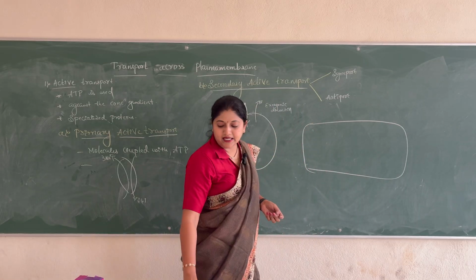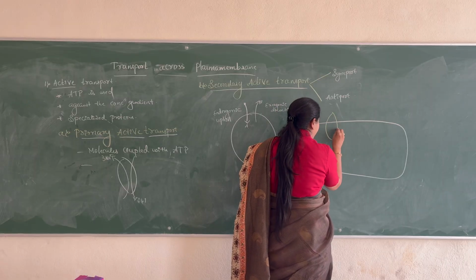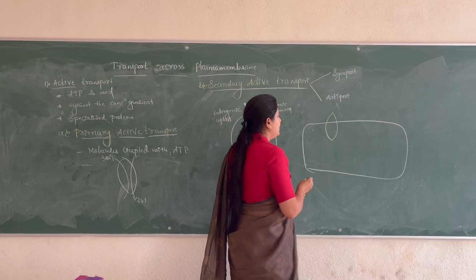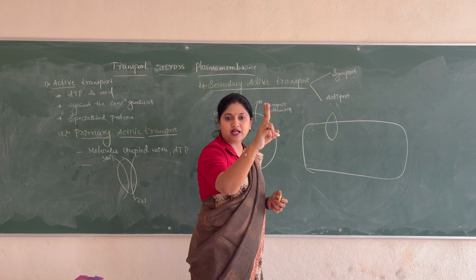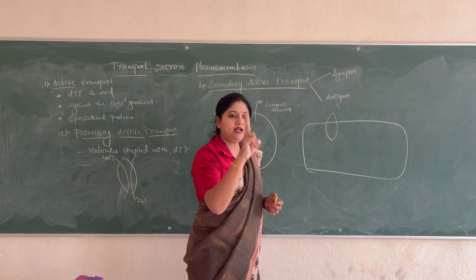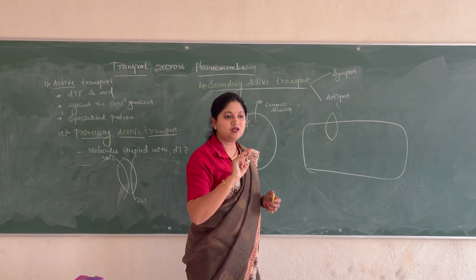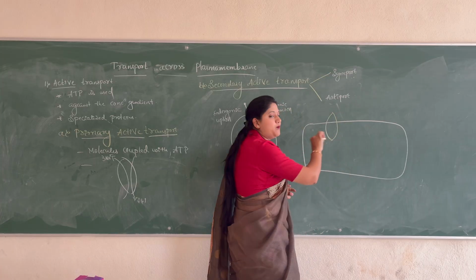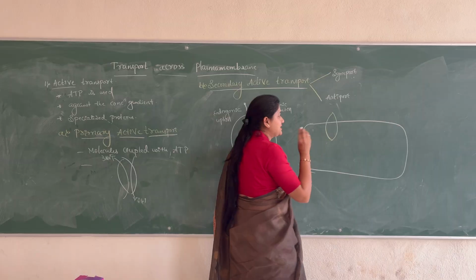Okay, so in the cell now, we'll first speak about the symport. In symport, there are two molecules which are undergoing the transport. Definitely in active transport, two molecules are transported. Both the molecules are transported in the same direction.